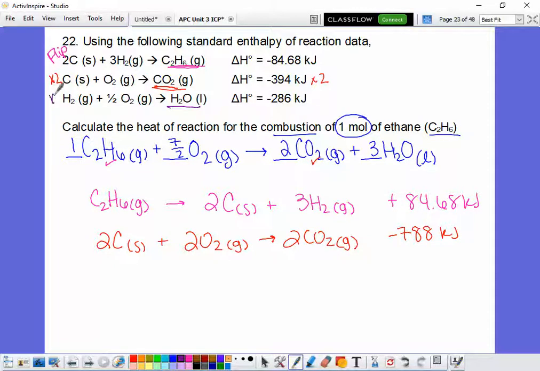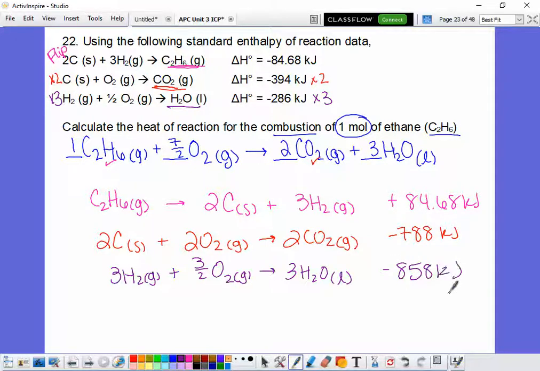Multiply by 3. So it'd be 3H2 gas plus, what's 3 times 1 half? 3 halves. Forming 3H2O liquid. So what are we going to do to that delta H? Multiply by 3. Negative 286 times 3 is negative 858 kilojoules. So now that took care of the waters.